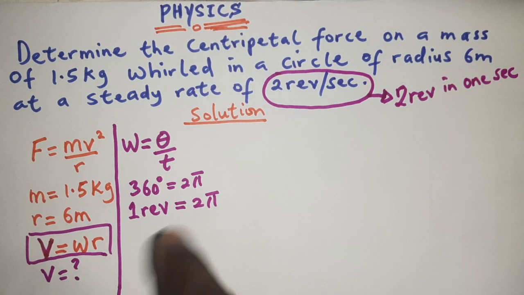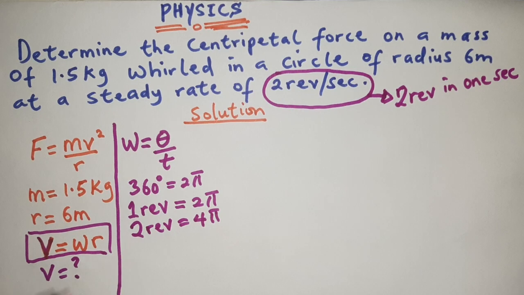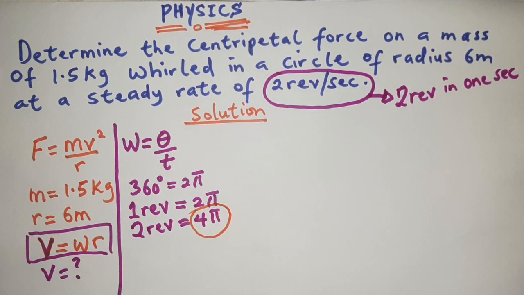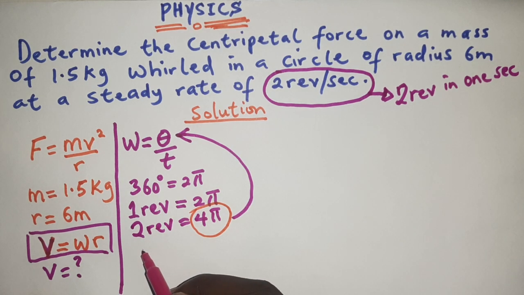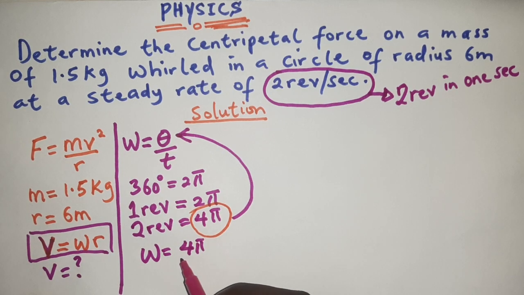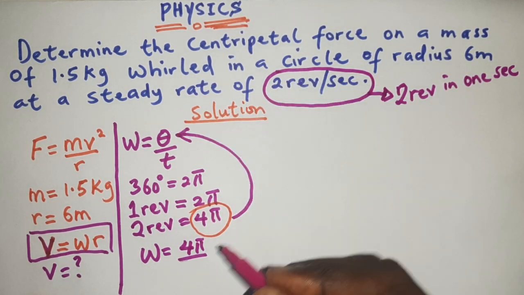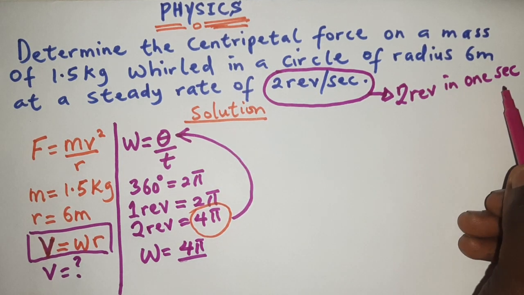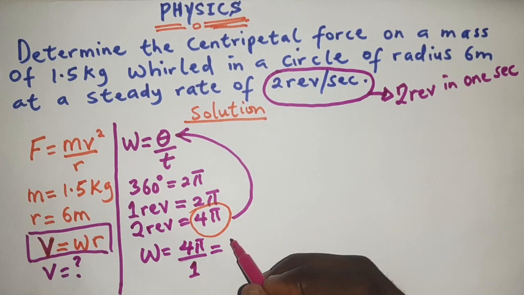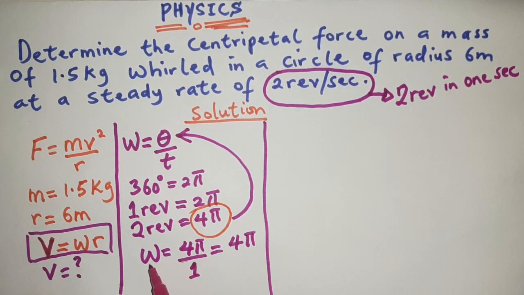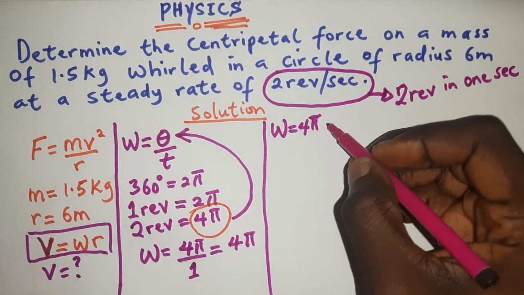So if 1 revolution equals 2 pi, then 2 revolutions will be equal to 4 pi. This is exactly what we need now. So we are fixing our 4 pi here as our angle in radians. My angular velocity will be equal to 4 pi divided by my time. Since it said 2 revolutions in 1 second, my time is 1 second, which is still the same thing as 4 pi divided by 1, which is 4 pi. So finally I've gotten my angular velocity: 4 pi rad per second.